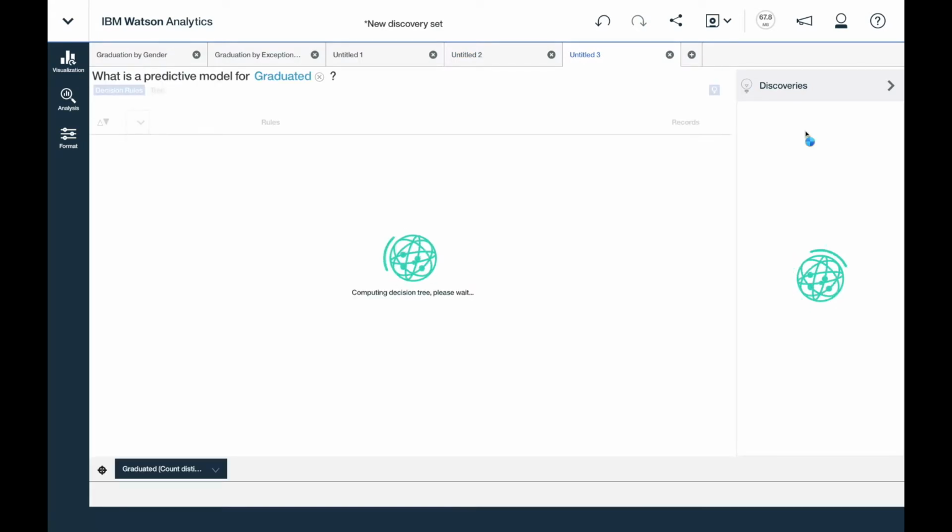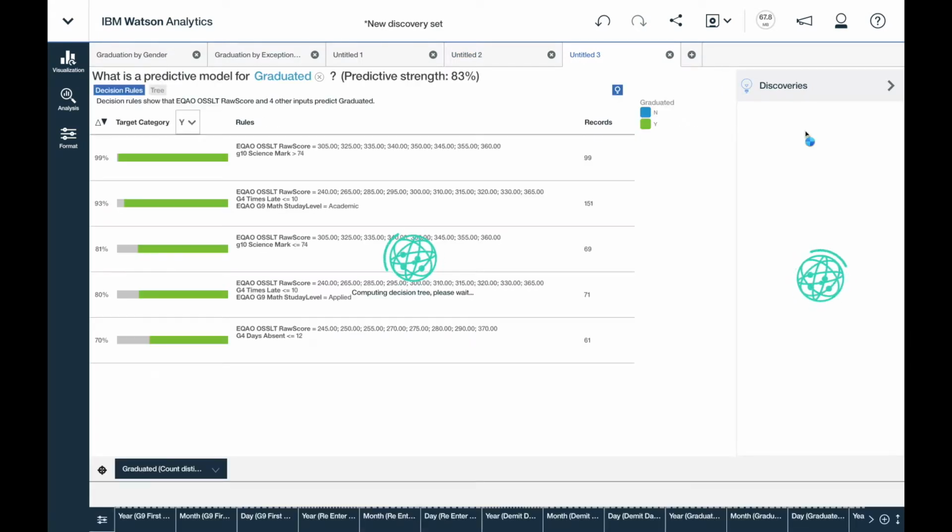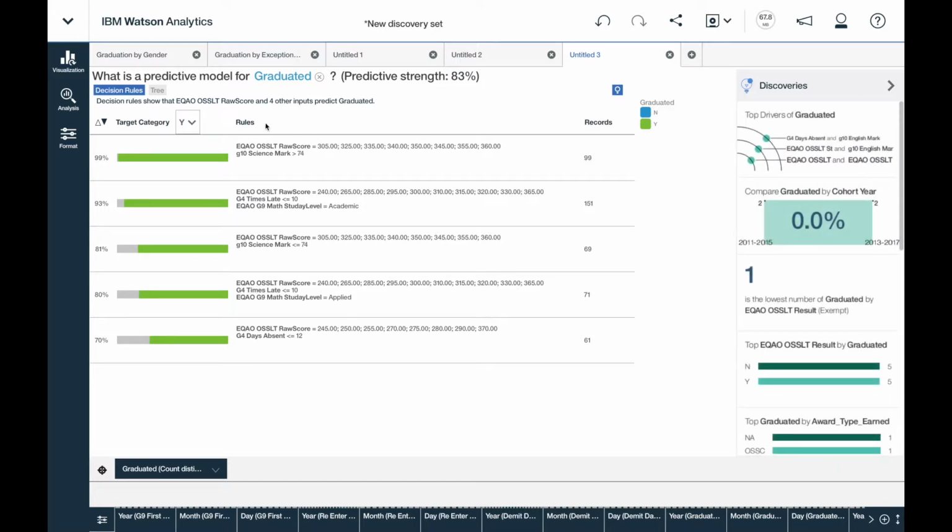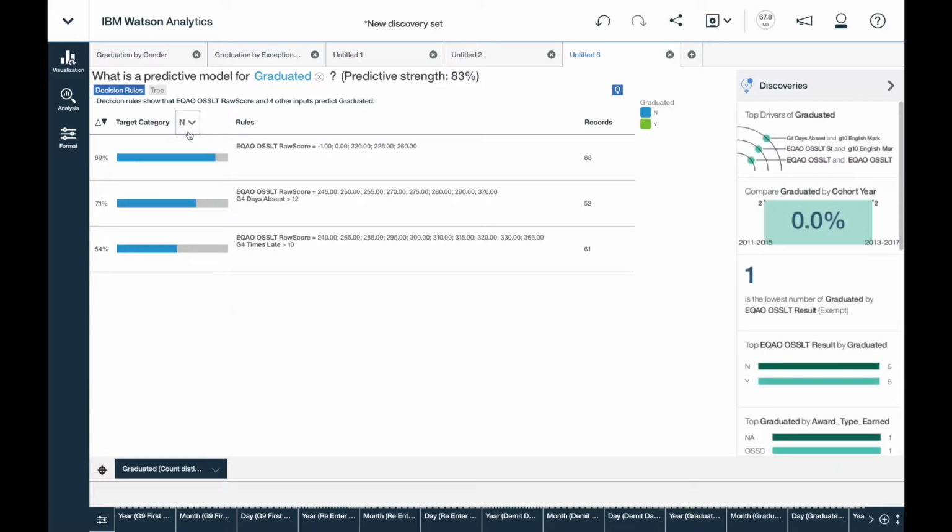The decision rules outline in plain language the rules for who is likely to graduate. On the flip side, I can change the target category from yes to no to see which students did not graduate. Looking at the three scenarios, I can see that the students that are not graduating are the ones scoring poorly on the EQAO OSSLT standardized test and had high numbers of both late and absenteeism in grade 4.